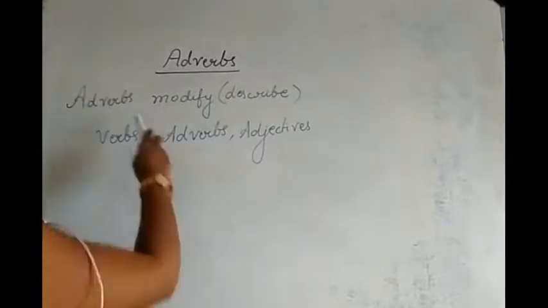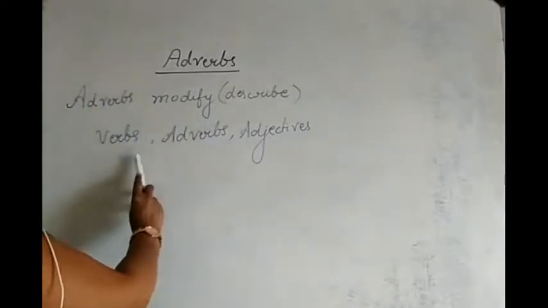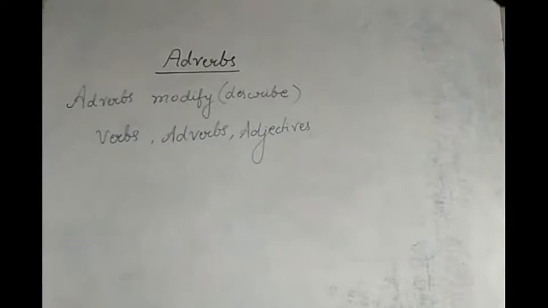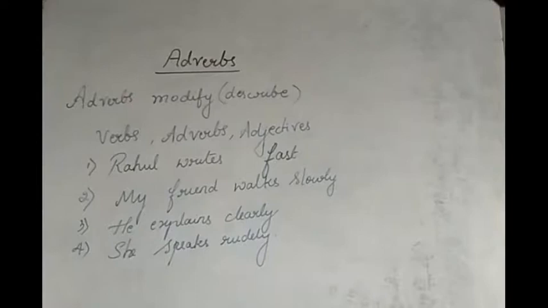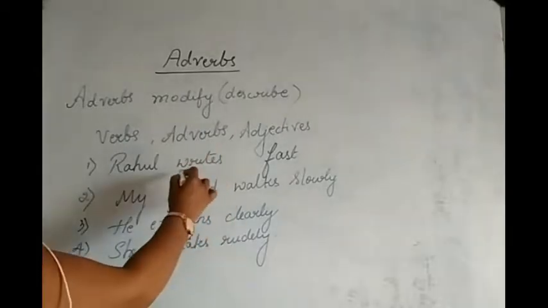First one, adverbs modify verbs. We will take some examples for adverbs modify verbs. I have written 4 sentences on the board. We will observe these 4 sentences and how adverbs modify verbs. First sentence, Rahul writes fast. Can you find out the verb here? Rahul writes fast. Which is the verb? Writes. Writes is the verb.